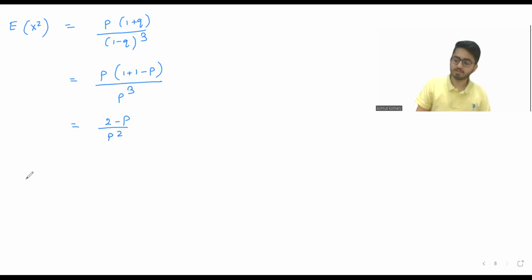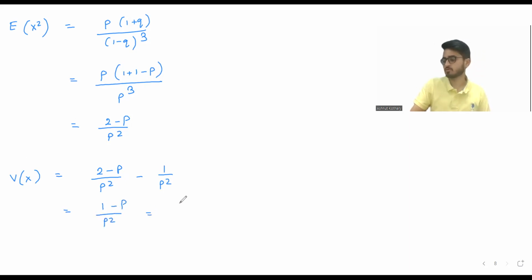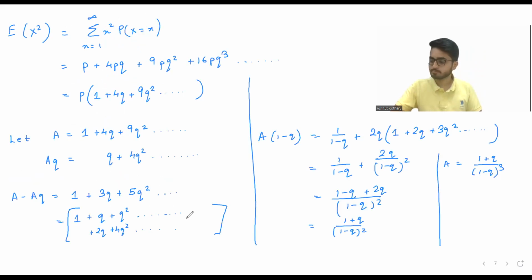And now if I calculate the variance, this will be 2 minus P by P square minus 1 by P square, which will come out to be 1 minus P by P square, which I can also write as Q by P square. So this is the result which we have. Note this down, see if you are comfortable with all the steps or not.